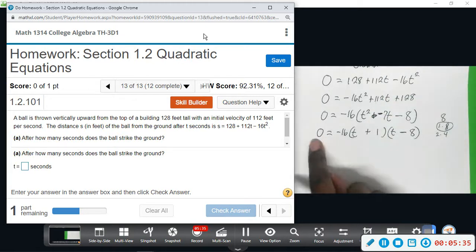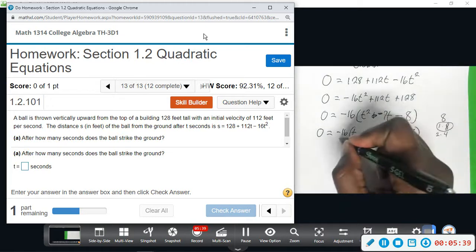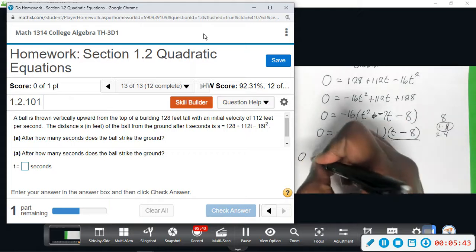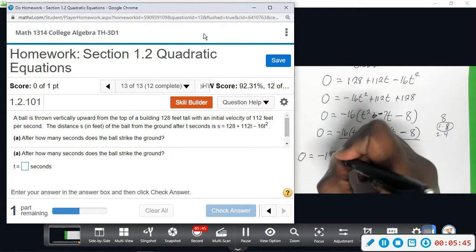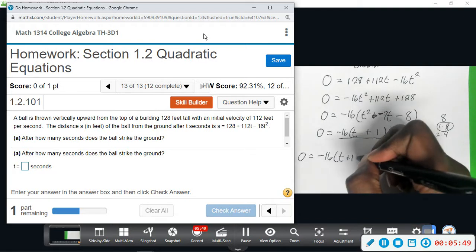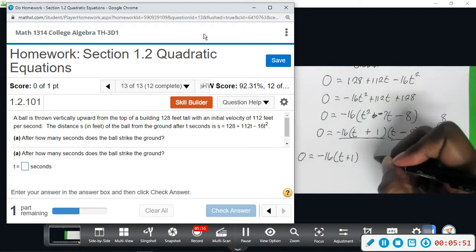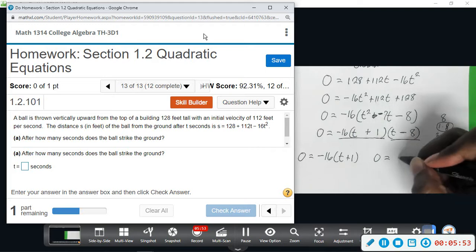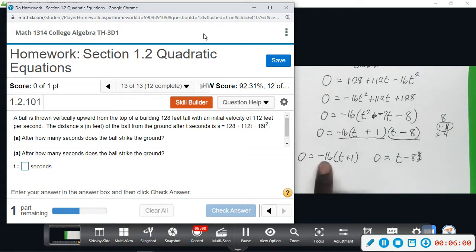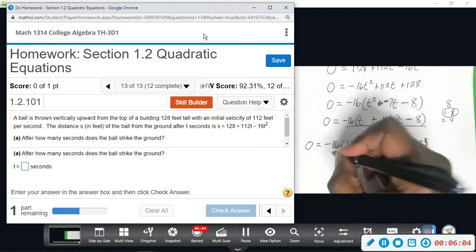Alright, and then from here we set each of these factors equal to 0. So this is one factor and this is another factor. So I have 0 equals -16, and then t plus 1, and then I have 0 equals t minus 8. I don't need parentheses here. Alright, so we would divide by 16, or divide by -16.